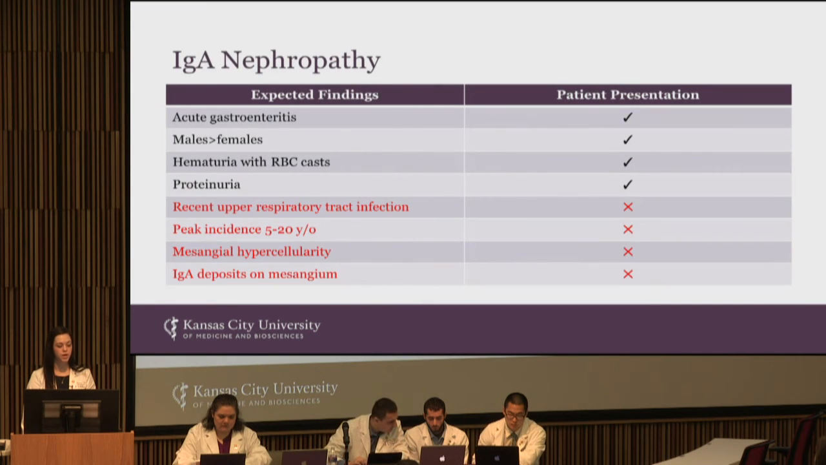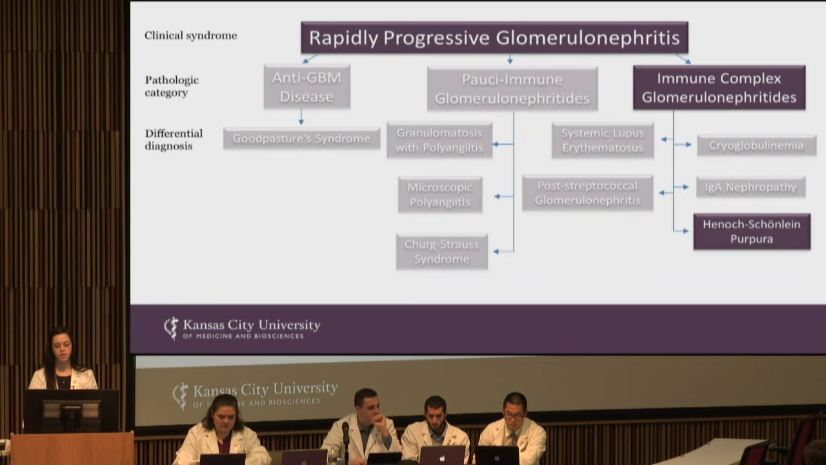When considering a possible diagnosis of IgA nephropathy, our patient once again had no recent upper respiratory tract infection, no mesangial hypercellularity, and he did not have any IgA deposition on his mesangium. This made a diagnosis of IgA nephropathy less likely.